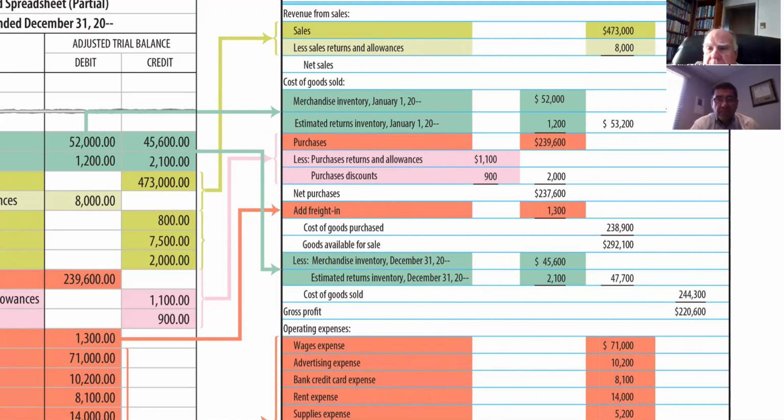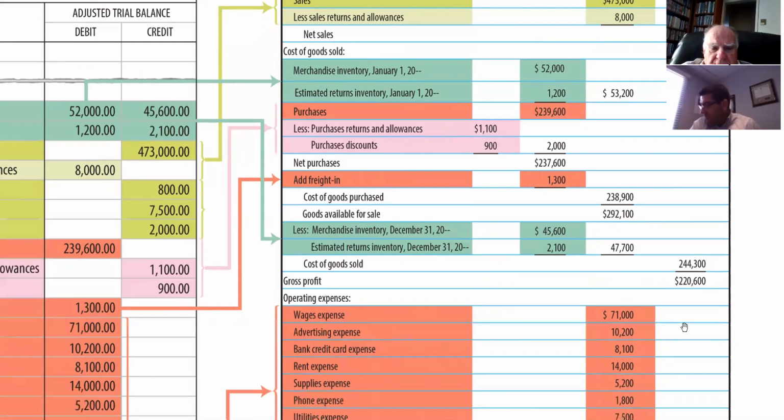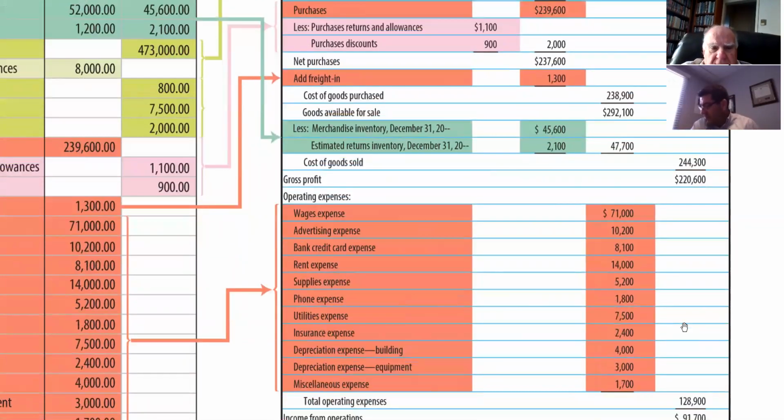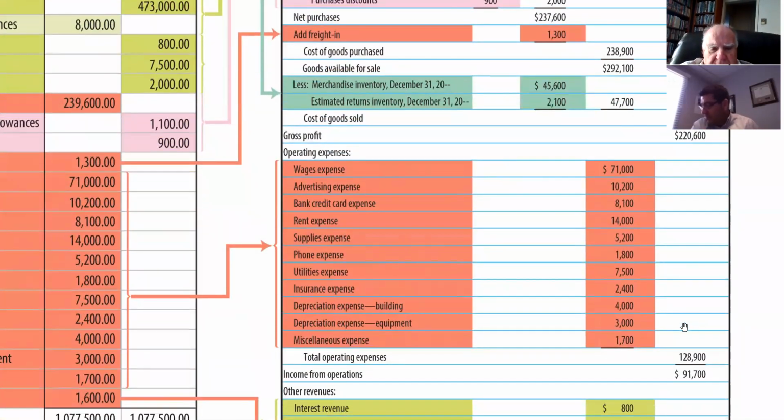So here we go. We've got net sales of 465 minus the cost of goods sold, which gives us gross profit. Do you want to ask any questions so far, Rod? No, it's all good. Okay. Now, that's the tricky part, if you will, of the multiple step. Now, look how easy it is for operating expenses.